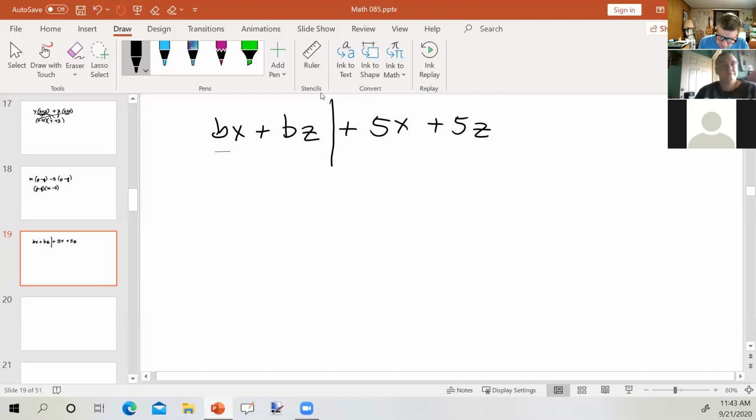So now let's take a look at this first group. The greatest common factor there is a b with the leftovers of x plus z.